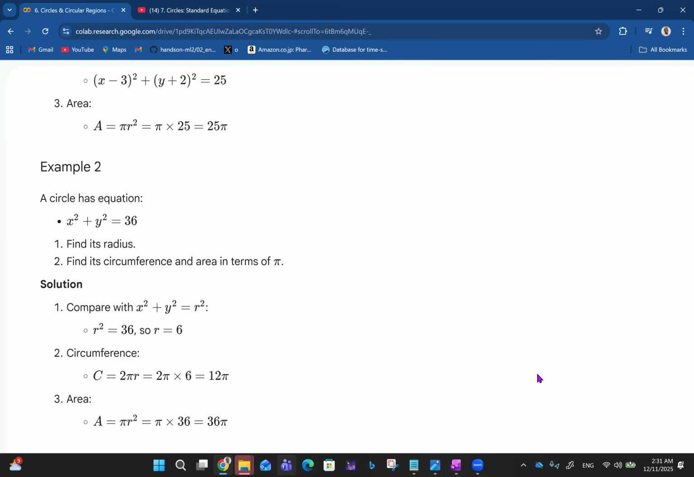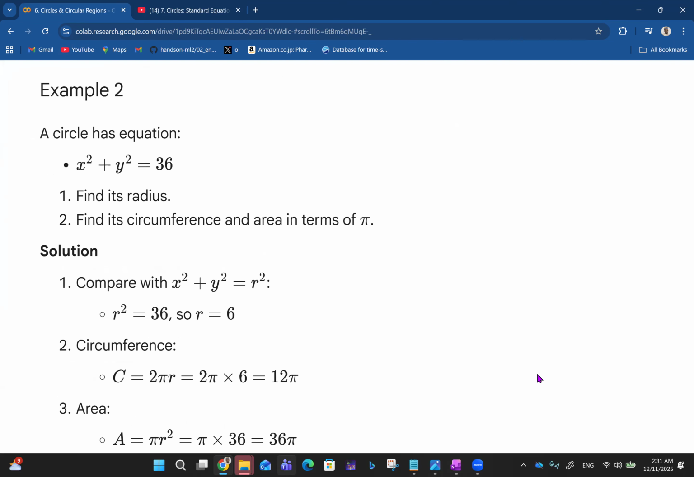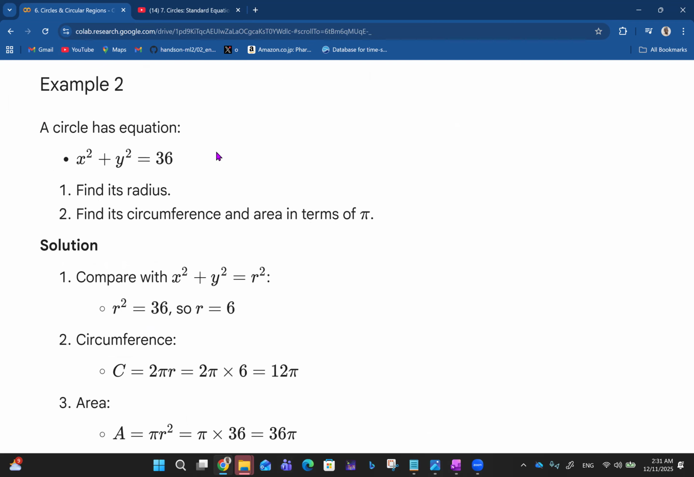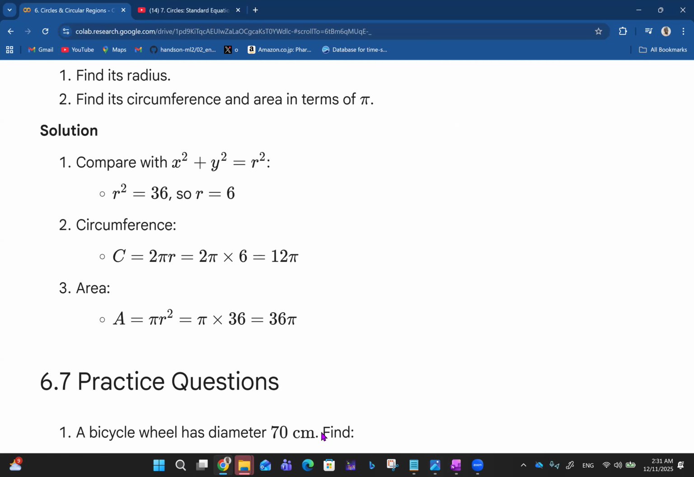So for example 2, you have a circle. A circle has equation x squared plus y squared equals 36. That means it passes through the center. Find its radius. Of course, the radius will just be 6 because this is x squared plus y squared equals r squared. So r is equal to 6 easily. Find the circumference. Once you know r, every other thing is easy. So r squared is 36, so r is 6. Circumference is 2 pi r. That's 12 pi. Area is pi r squared. That's pi times 36. That's 36 pi easily.